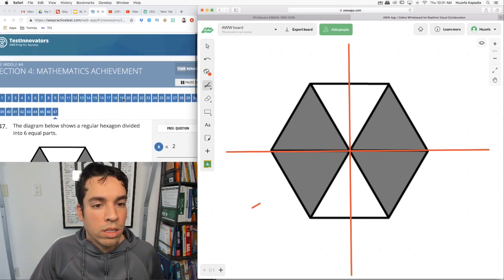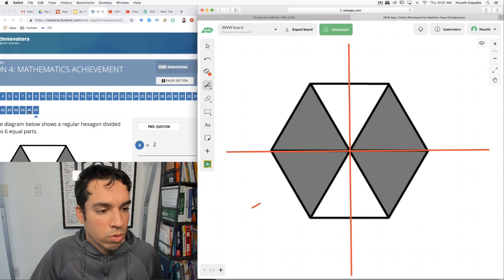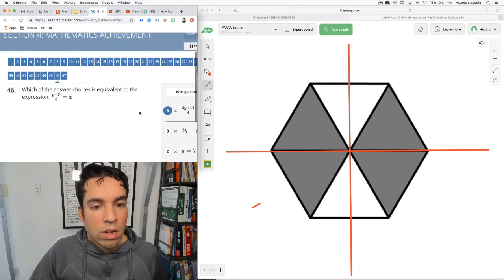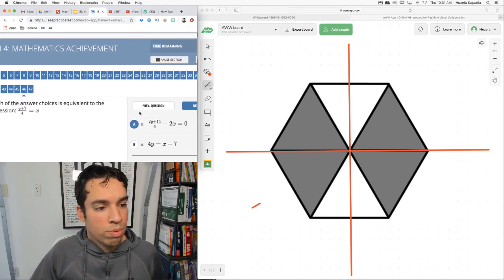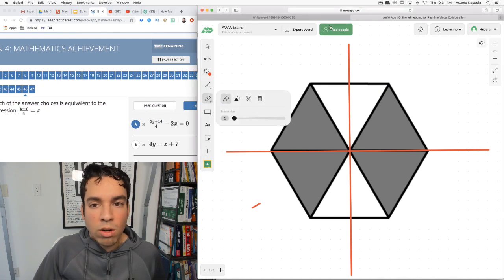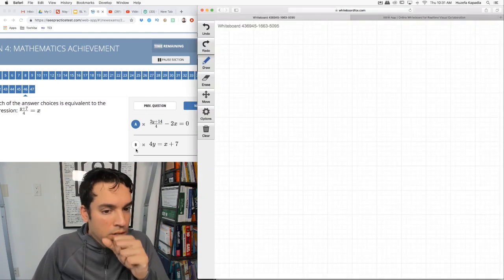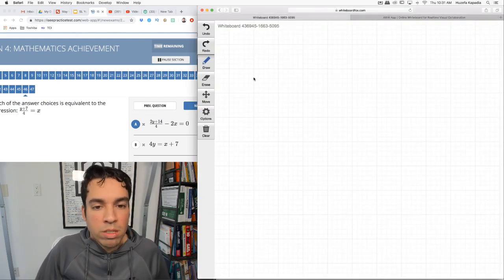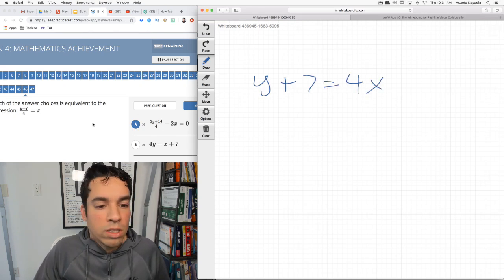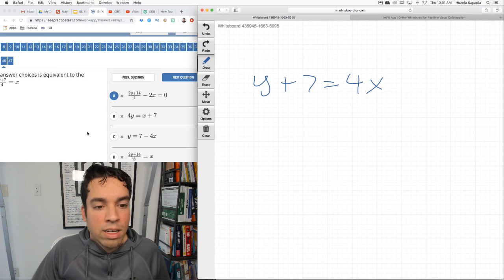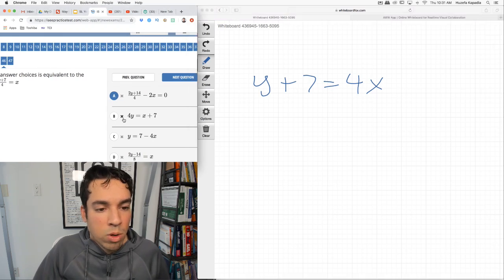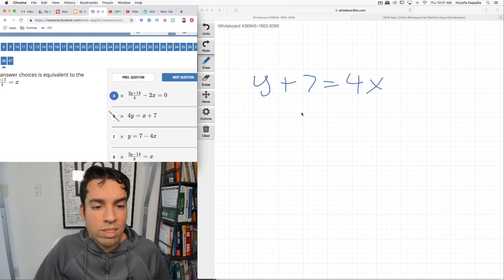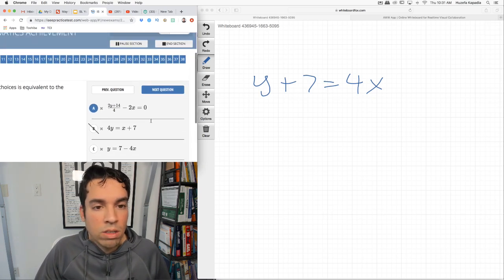Okay, let's quickly go back to question 46 before time expires. This is a really hard problem because it's that whole equivalent idea. The other thing I can do is multiply both sides by 4 and get rid of that denominator. Y plus 7 equals 4x. Then we can start to eliminate some of these. There's no way this works, because if I multiplied everything by 4 to get a 4y, I get 4y plus 28 equals 16x. That's not this at all.